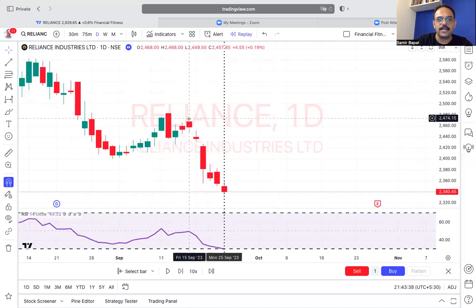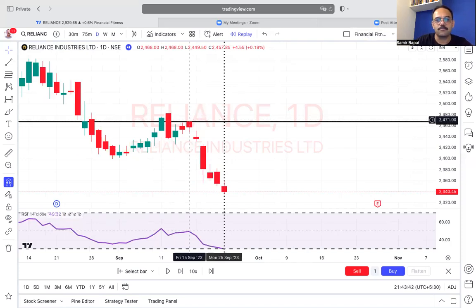So what I will do is I'll draw a horizontal line above the highest point. So above this pivot high, I drew a line on this pivot high. When will I buy? Because now, RSI is telling us that it is oversold. Why don't you buy? We will buy when the price closes above this line.